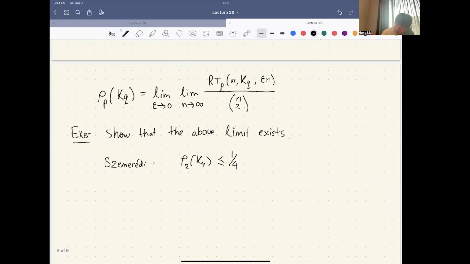And the Bollobás-Erdős graph says that you have the matching lower bound. So it equals 1/4.